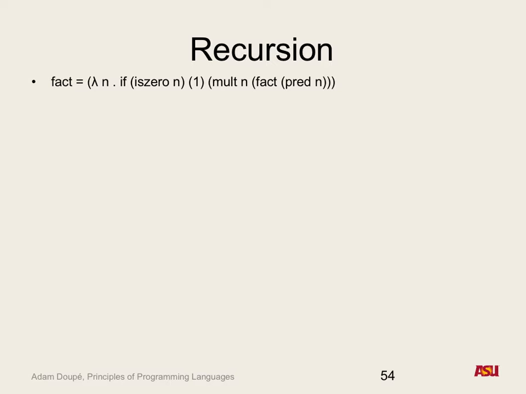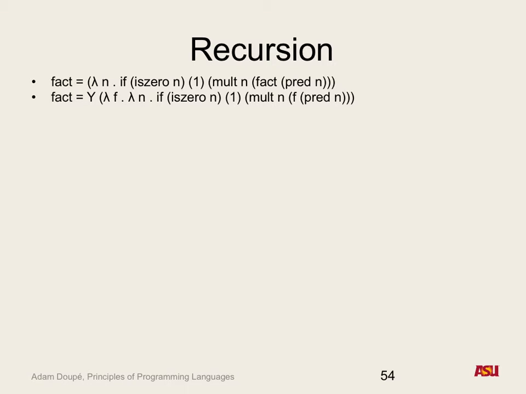But this new version is going to be slightly different. What we'll return is y. So we have the Y combinator that we've already seen, applied to now a function that takes in two parameters.